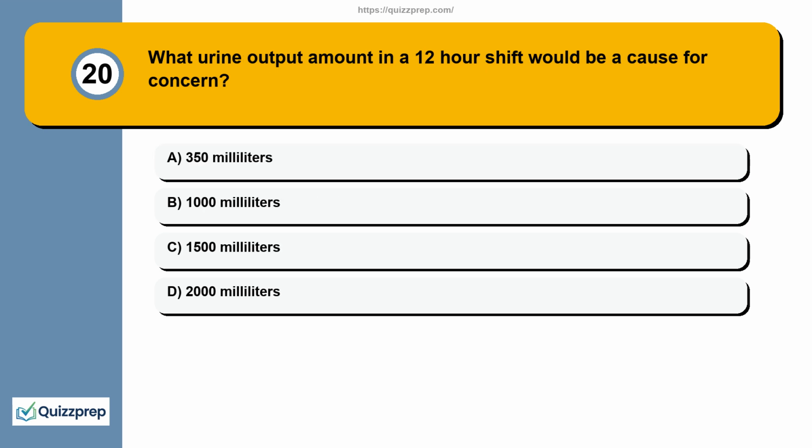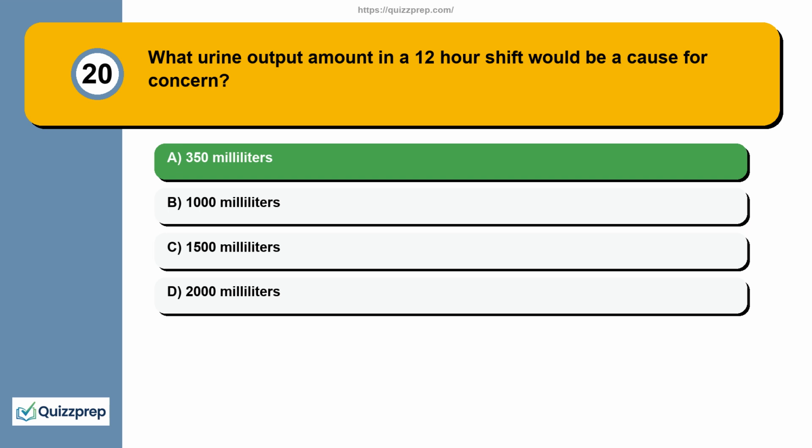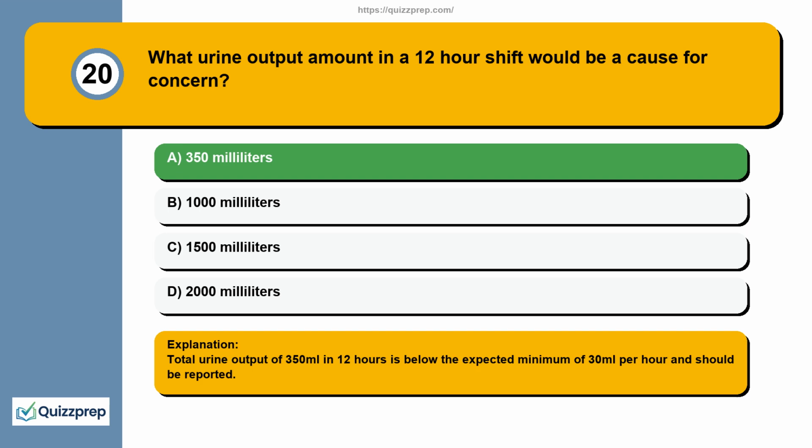Question 20. What urine output amount in a 12-hour shift would be a cause for concern? 350 milliliters, 1,000 milliliters, 1,500 milliliters, 2,000 milliliters. Total urine output of 350 milliliters in 12 hours is below the expected minimum of 30 milliliters per hour and should be reported.